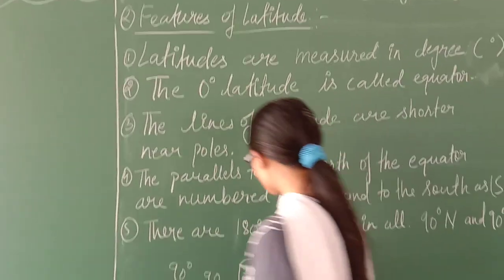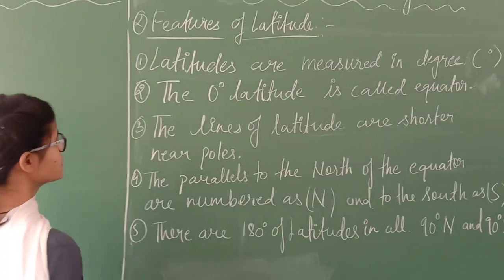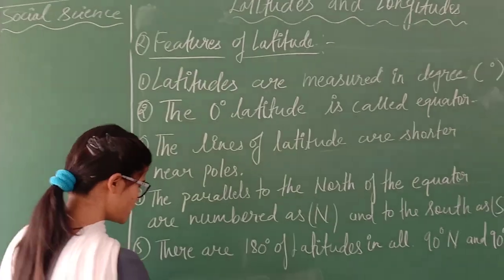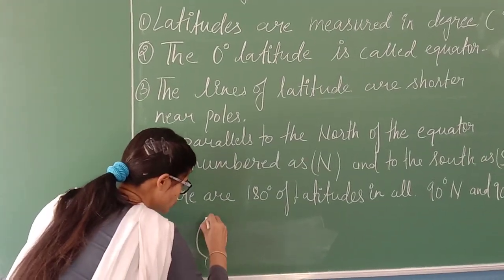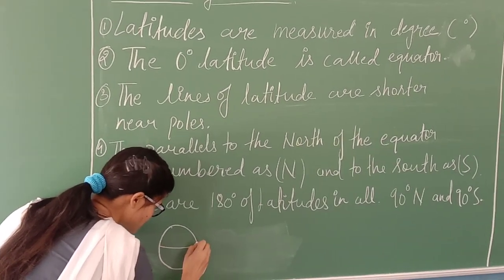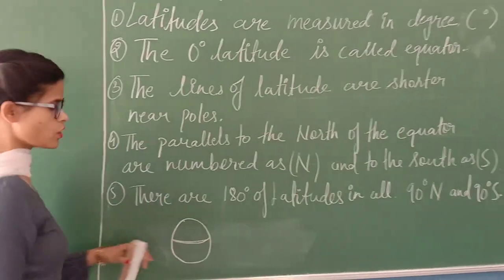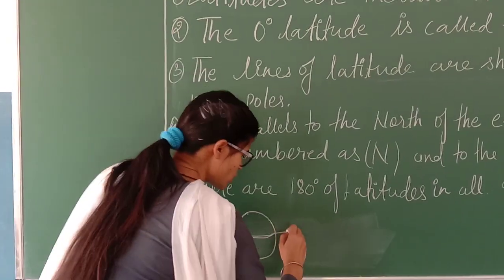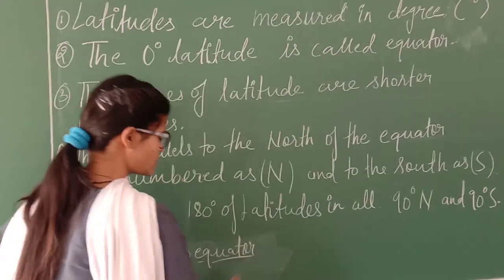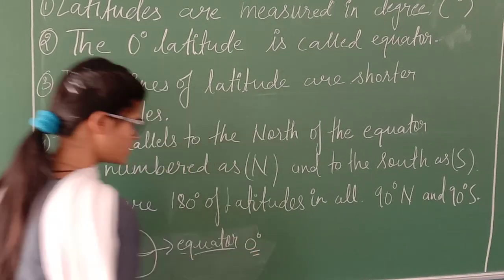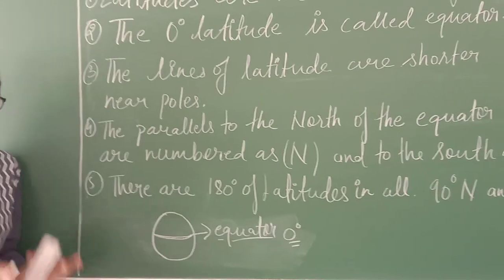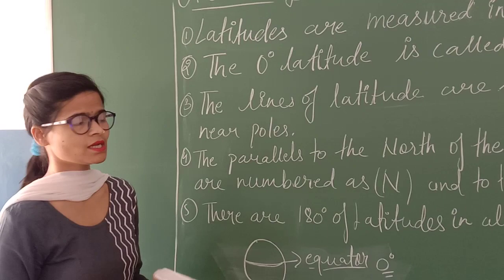The second thing is the 0 degree latitude is called equator. As I have already told you, the earth is divided by a longest line, and that line we call equator, and this equator is at the angle of 0 degree, and it is the longest imaginary line drawn on the earth.